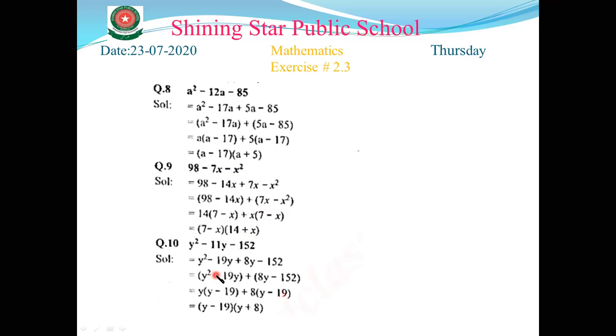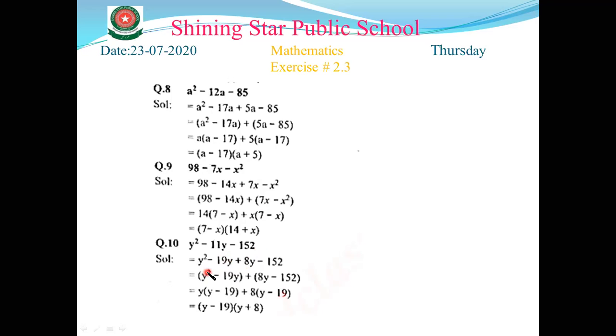Question number 10. y square minus 11y minus 152. From this question, we must get two numbers, and if we multiply them, we get 152. So the numbers are 19 and 8. If we multiply 19 and 8, we get 152. And if we add them, minus 19 plus 8 is minus 11.